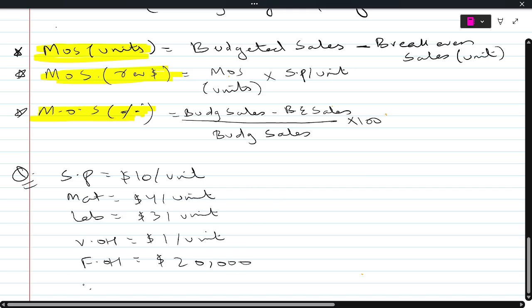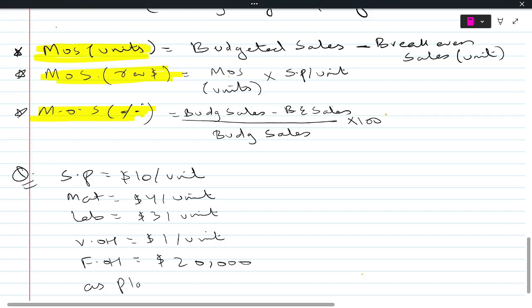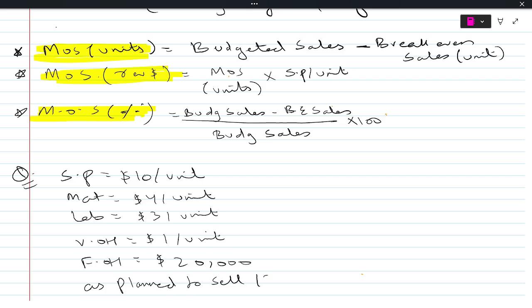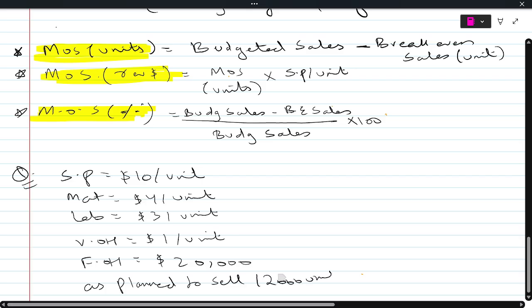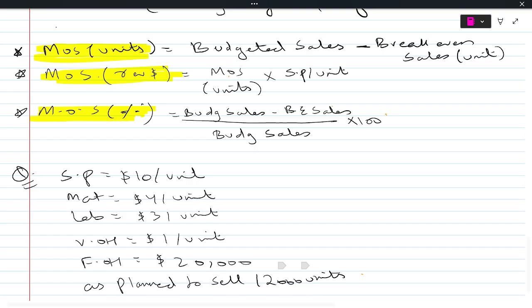And we budgeted, or planned, to sell how many units? Let's say 12,000 units. And now the requirement of the question, I'm not writing it down, I'm just dictating it to you. The requirement is to find the margin of safety in terms of units, in terms of revenue, and in terms of percentage, all three. So you guys know what to do. Just pause the video, try this question yourself, and then you can resume the video to see me solving and cross-check with your answer.